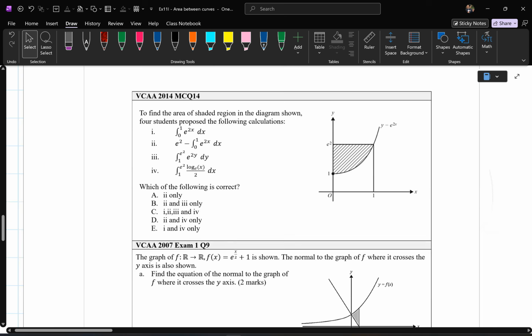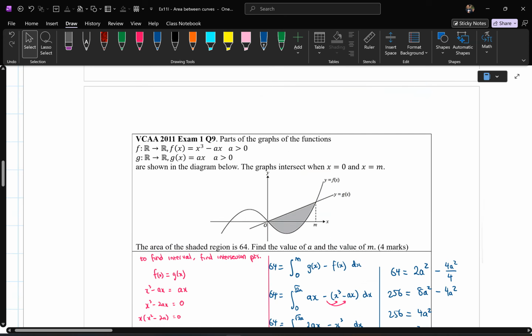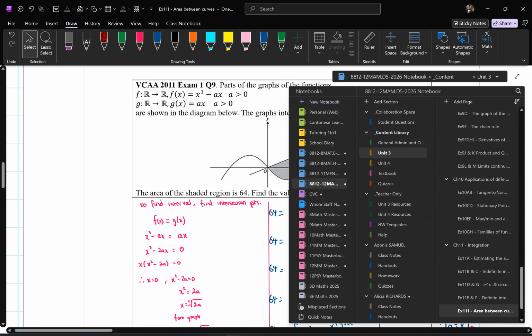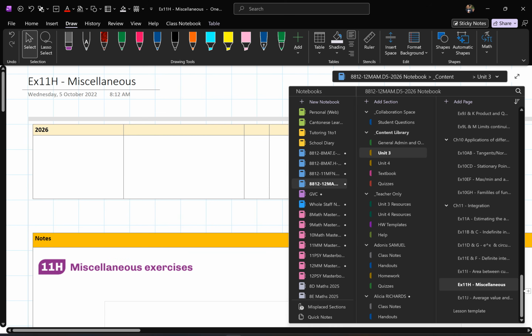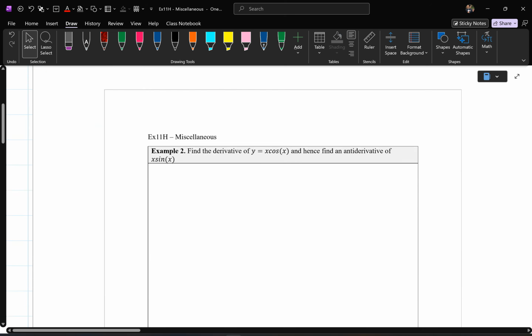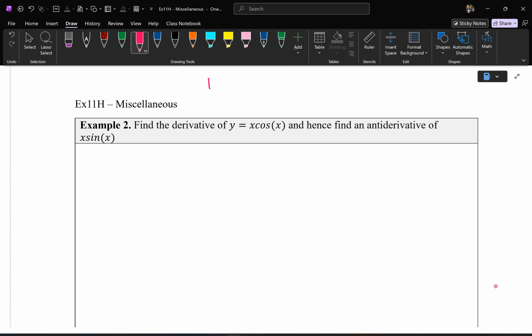But there's a couple other questions for you to try. You've got the solutions as well for you to have a go. Otherwise, flip over to the last exercise for today, 11H. I'm going to teach you the final skill. So if you flip over this page, this is called integration by recognition.